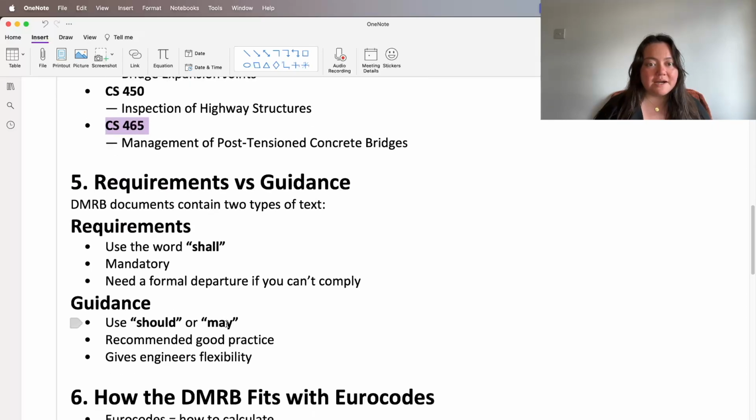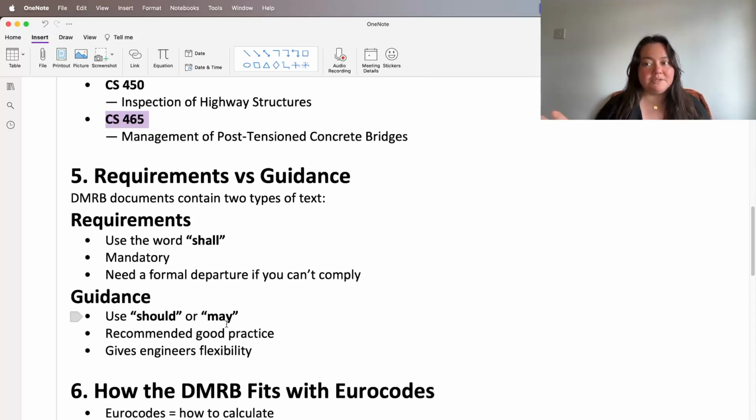So, requirements versus guidance. The DMRB documents contain two types of text, and it's important to know the difference. The requirements use the word shall. These are mandatory, and if you can't comply, you need a formal departure from standard. The guidance uses words like should or may, and these are recommended good practice, and it gives engineers flexibility when it comes to the design. Understanding this distinction is essential when you're designing or assessing structures, so you know when to put in a formal departure, for example, if you can't comply with a standard.